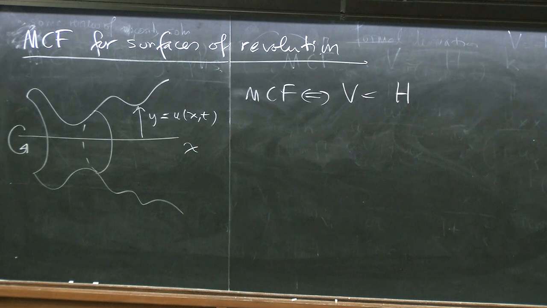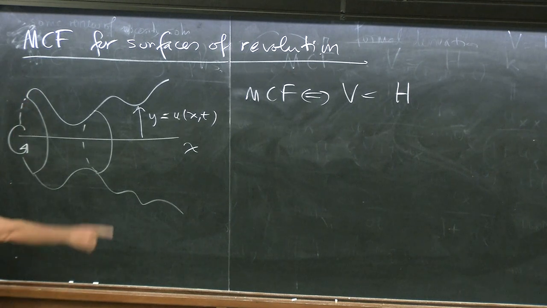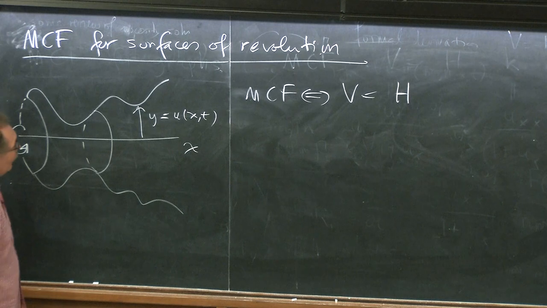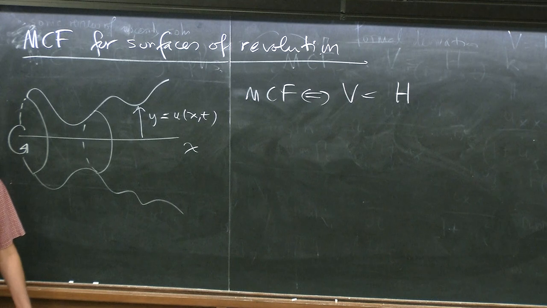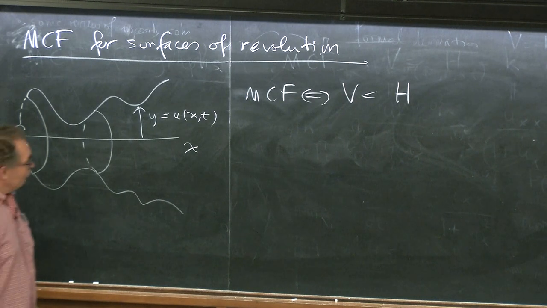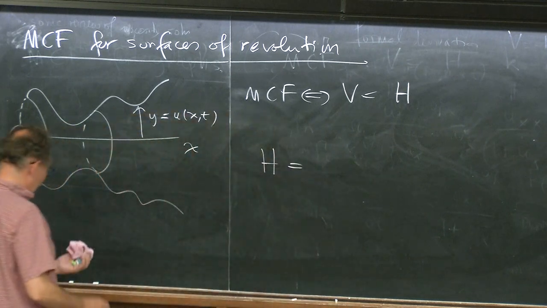And here, you have to do a little geometry of surfaces. What is the mean curvature of this surface of revolution? In general, the mean curvature is the average of the principal curvatures, except if you work on mean curvature flow, then it's just the sum of the principal curvatures. There are two principal curvatures.